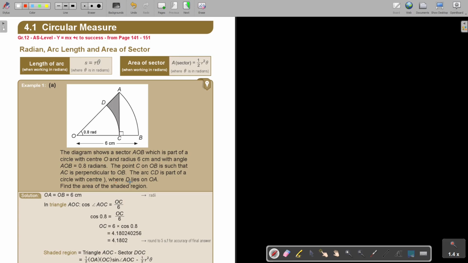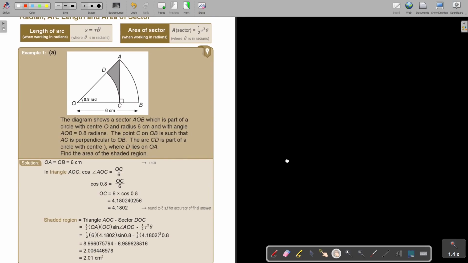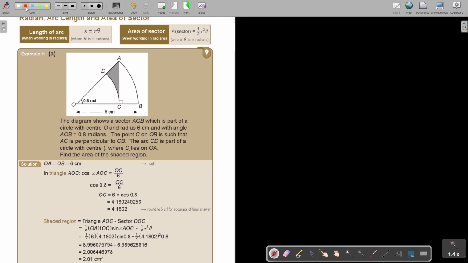I think there's just a typing error, that comma must just be out. But let's start with this question. Now, very important, if this one is 6, then this one is also 6, as radii are equal. That's very important. Now, in triangle AOC, I don't know this distance, so I'm first going to get this distance, OC.